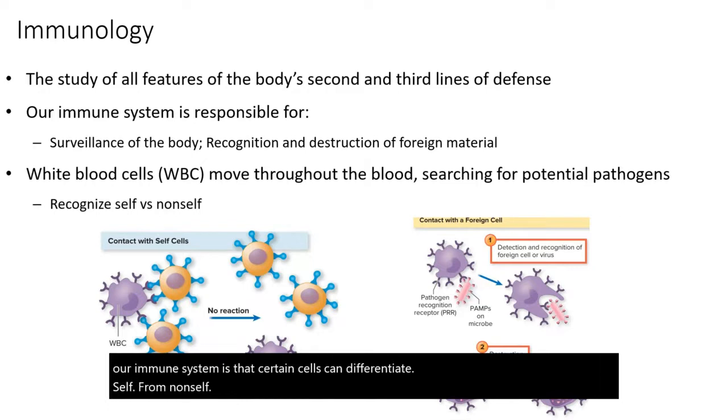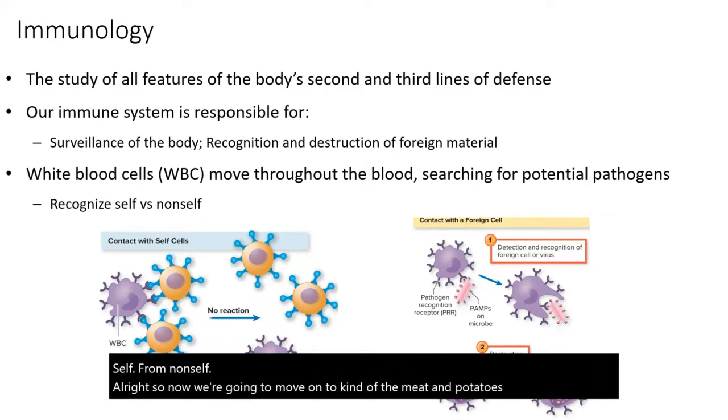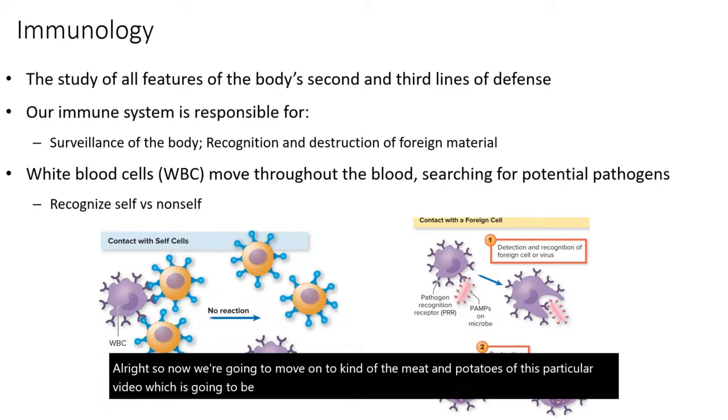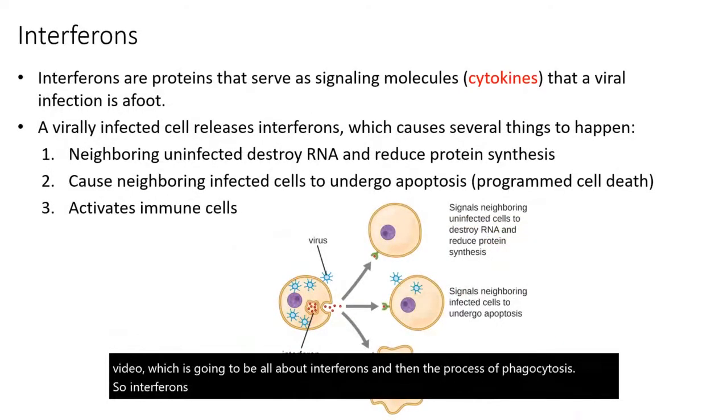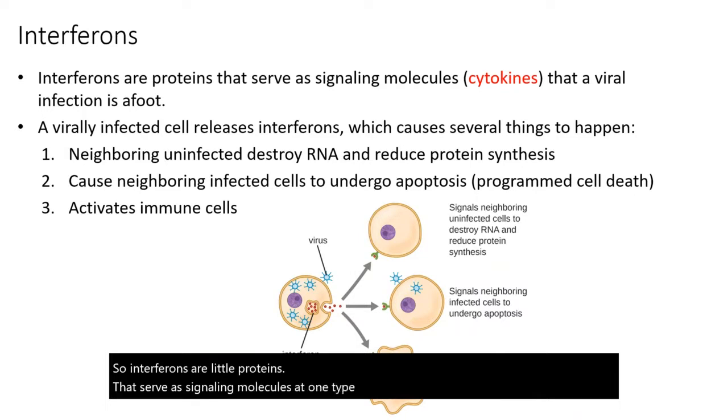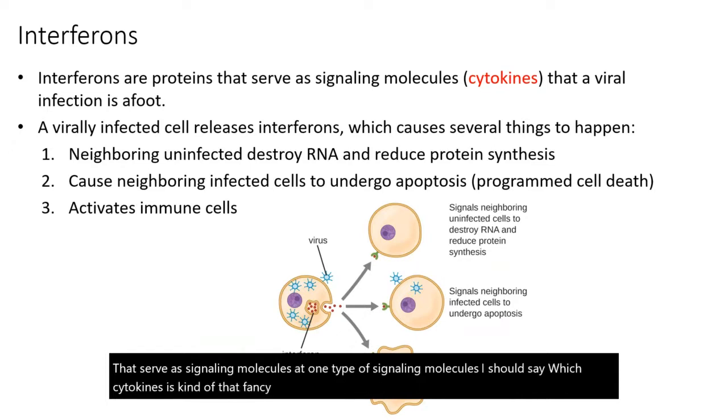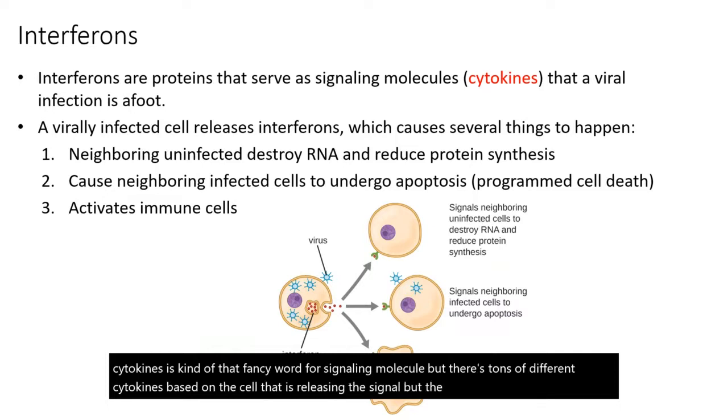All right, so now we're going to move on to kind of the meat and potatoes of this particular video, which is going to be all about interferons and then the process of phagocytosis. So interferons are little proteins that serve as signaling molecules, one type of signaling molecules, I should say, which cytokines is kind of that fancy word for signaling molecule, but there's tons of different cytokines based on the cell that is releasing the signal, what the signal is. So interferons are one type of cytokines.